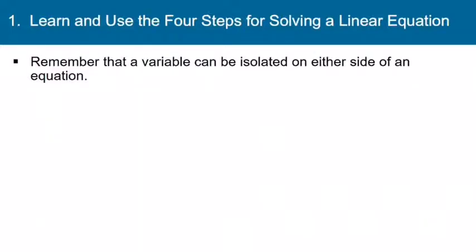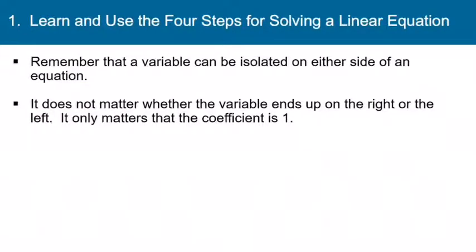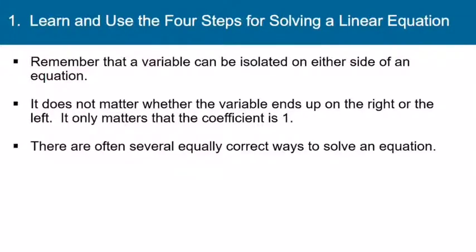Now always remember that a variable can be isolated on either side of an equation. Sometimes the variable will come out on the right, sometimes it will come out on the left. It doesn't matter where the variable comes out. It only matters that the coefficient of the variable ends up as a 1. There are very often several equally correct ways to solve an equation. I'm just focusing on this 4-step process because if you use this process, it guarantees you the minimum number of steps.